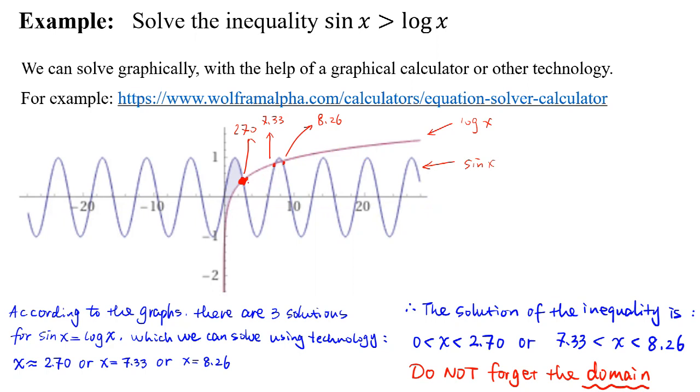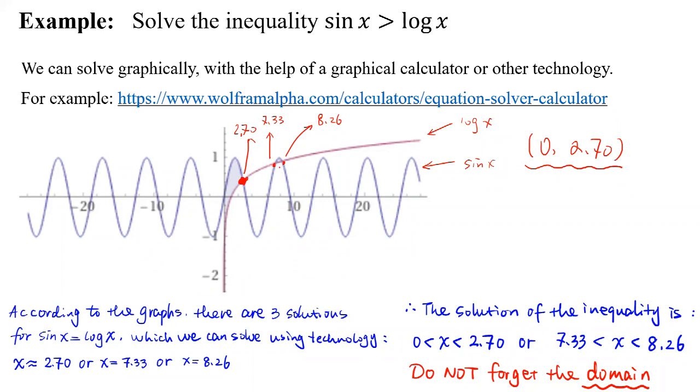So apparently there are two intervals. First of all is between 0 and 2.70. Okay, remember that the domain says x cannot be less than 0 or equal to 0. So x must be greater than 0. So this is the first interval we are looking for.